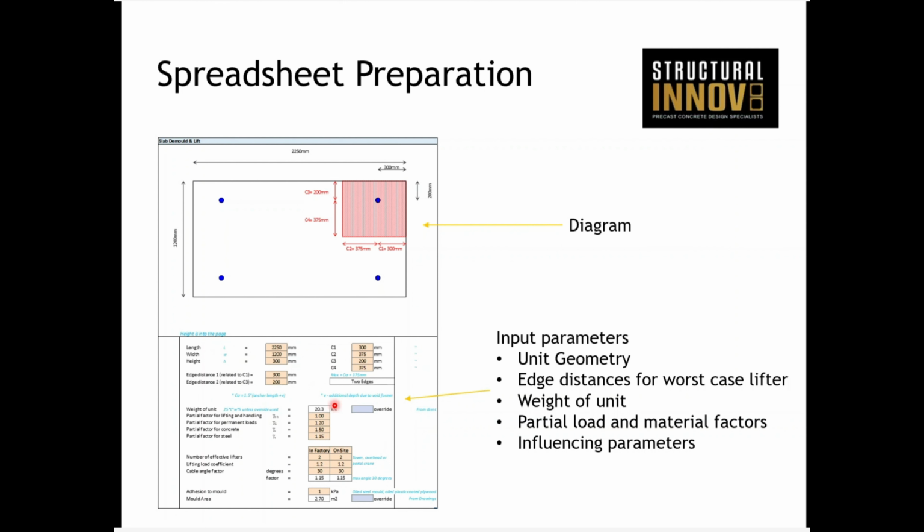We calculate the weight of the unit, volume by weight, all our different partial factors for lifting and handling, your partial factor on the permanent loads, your partial factor for concrete and steel. So again, they're all in as manual inputs.